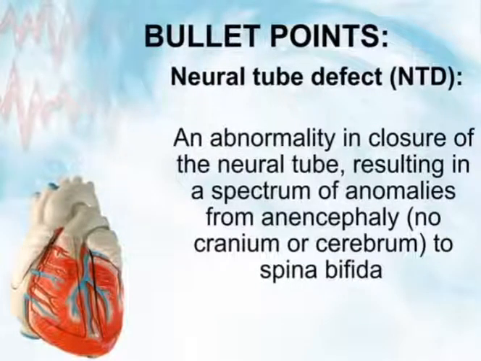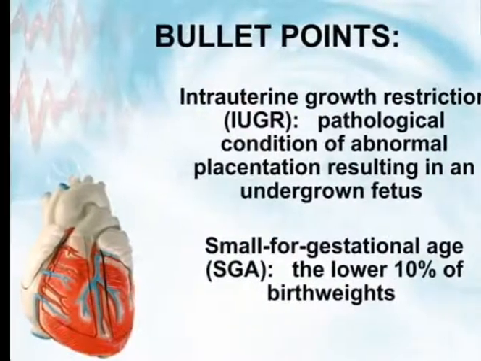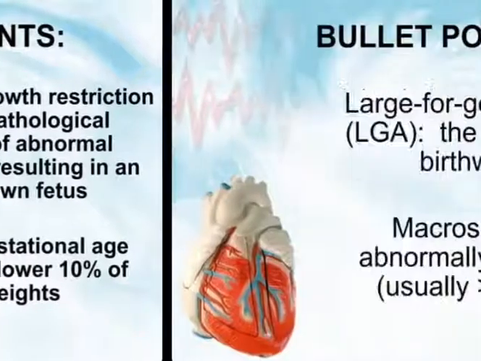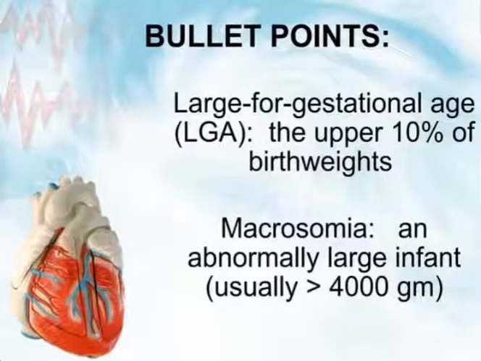Neural tube defect. This is the abnormality in the closure of the neural tube resulting in a spectrum of anomalies from anencephaly, that is no cranium, to spina bifida. Intrauterine growth restriction, a pathological condition of abnormal placentation resulting in an undergrown fetus. Small for gestational age, lower 10% of the birth weight. Large for gestational age, LGA, the upper 10% of the birth weight.